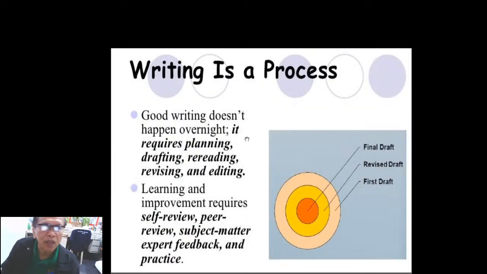Okay? Writing is a process, no? Good writing doesn't happen overnight. It requires planning, drafting, rereading, revising, and editing. So, it's perfecting it, no? Learning and improvement require self-review, peer review, subject matter expert feedback, and practice. So you come up with the first draft, then again you come up with a revised draft, and you come up with the final draft. So ang sinasabi niya, at least meron kang tatlong beses na gumawa ka, checkin mo, tapos mag-finalize ka.